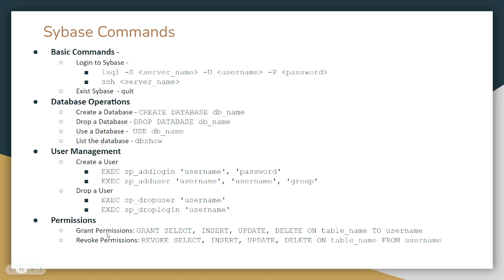Permissions. How will you grant permissions in Sybase? You can use the grant command: grant select, insert, update, delete on table name to username. Grant will start with the grant keyword, and then you enter the table name and the username. Revoke permission will start with the revoke keyword, and then these are the CRUD operations: select, insert, update, delete on table name from username. These are the basic operations in Sybase which you can do once you have the access.